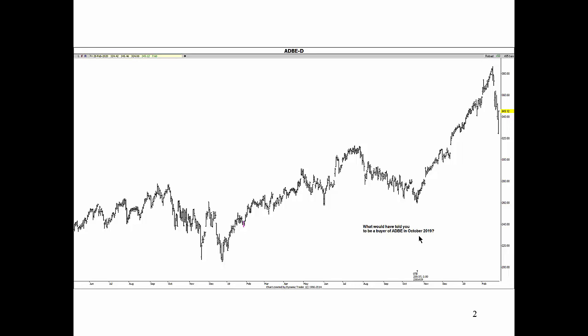So, first question that I'm typically going to ask you with a slide like this is, what would have told you to be a buyer of Adobe in October of 2019? Okay, and of course, nobody's really supposed to be able to answer that question, but I'm going to show you what I do. So let's look at the next chart.